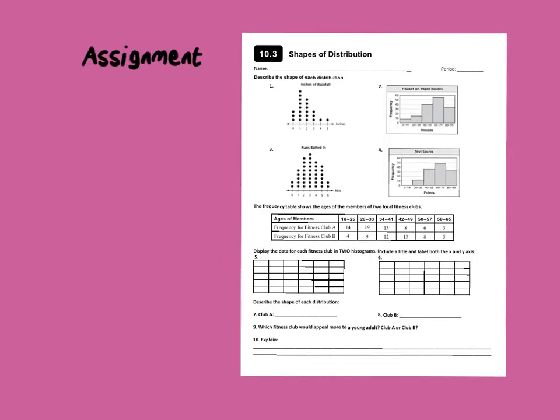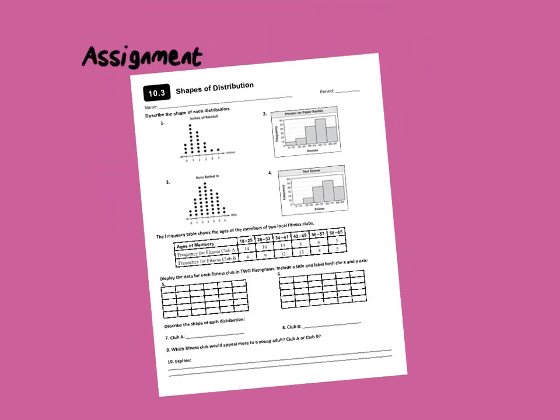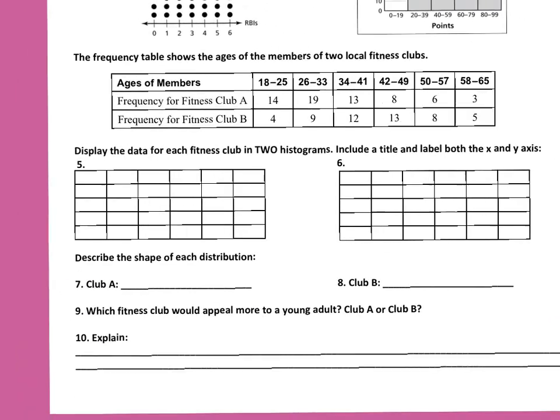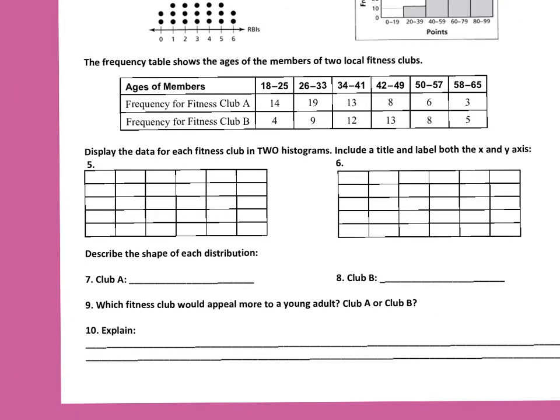Let's look at your assignment. All right, looking at your assignment, it's kind of the same thing, except that you're having to make some different histograms here. So the frequency table shows the ages of the members of 2 local fitness clubs. So we have A and B. So I would do A over here and B here and do this data. And kind of, if you need help, look at that practice and look at what I did to build this. So you want to label everything, and then you're going to need to answer this question right here and tell why. So not too difficult.